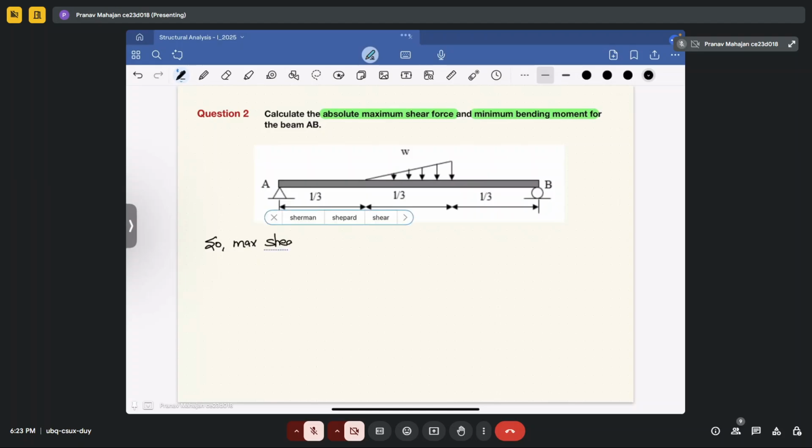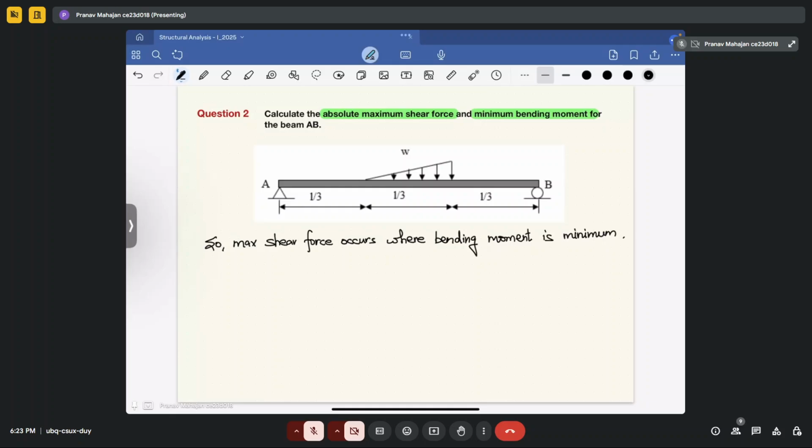Maximum shear force occurs where bending moment is minimum. So that means you are required to calculate shear force and the bending moment at one single point where either shear force is maximum or bending moment is minimum. So first, we will determine the reactions at point A and point B.